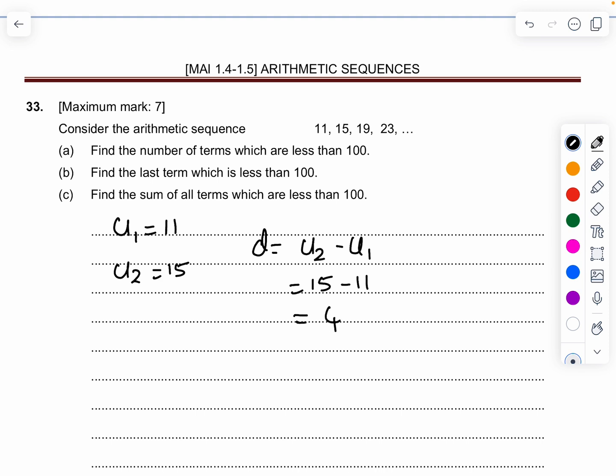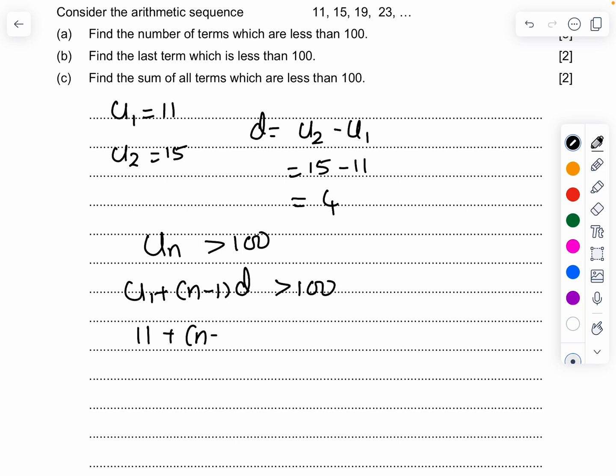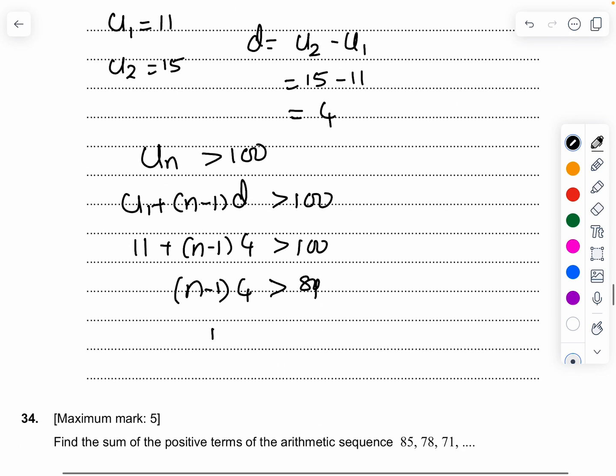Now I want the number of terms which are less than 100. So my nth term should be less than, or rather, which term is greater than 100. So nth term formula, U1 plus n minus 1 times D is greater than 100. U1 is 11, plus n minus 1 times 4 is greater than 100. N minus 1 times 4 is greater than 89. So n minus 1 is greater than 89 divided by 4. When I take the calculator, 89 divided by 4.